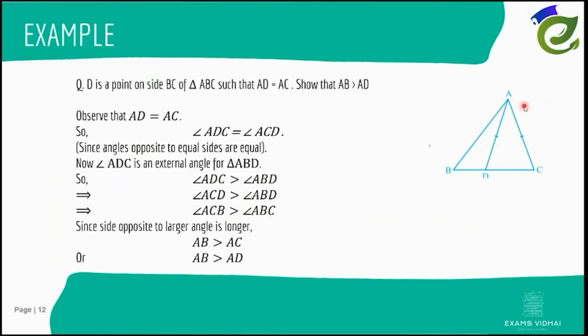Now, you know that angle ACB is more than angle ABC. So we saw that if an angle is larger, then the opposite side will be larger. The side opposite to ACB will be AB, and the side opposite to angle ABC will be AC. So AB is more than AC, but AC is already equal to AD. So AB is more than AD.